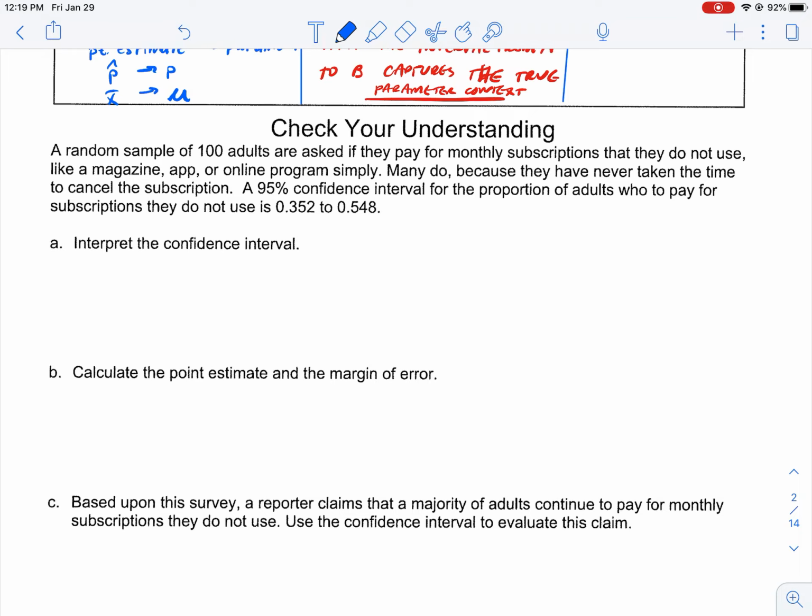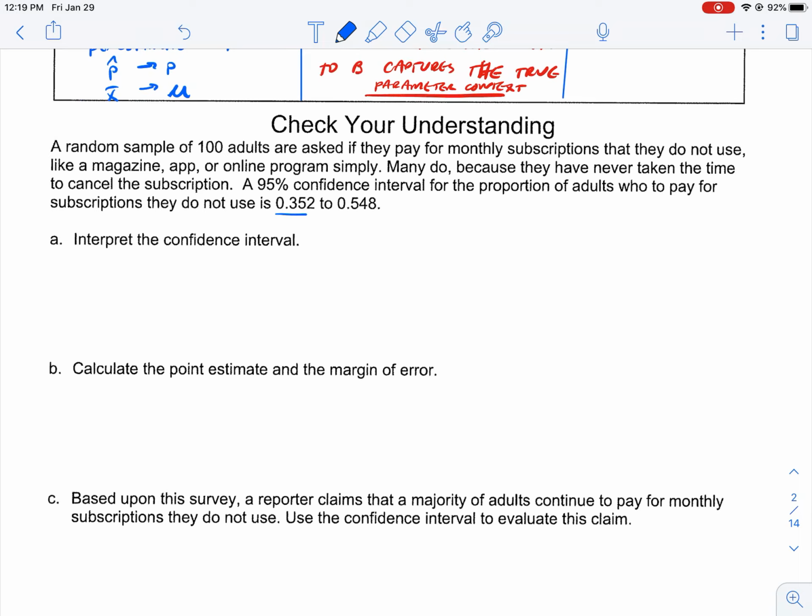A sample of 100 adults were asked if they pay for monthly subscriptions that they do not use, like a magazine, app, or online program. Many do because they have never taken the time to cancel the subscription. A 95% confidence interval for the proportion of adults who pay for subscriptions they do not use is 0.352 to 0.548. So that's 35.2% to 54.8%.